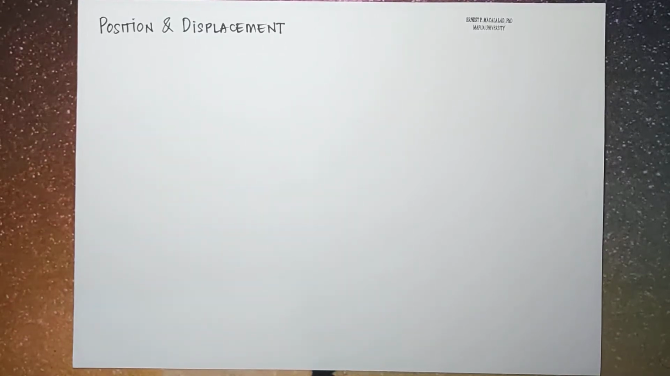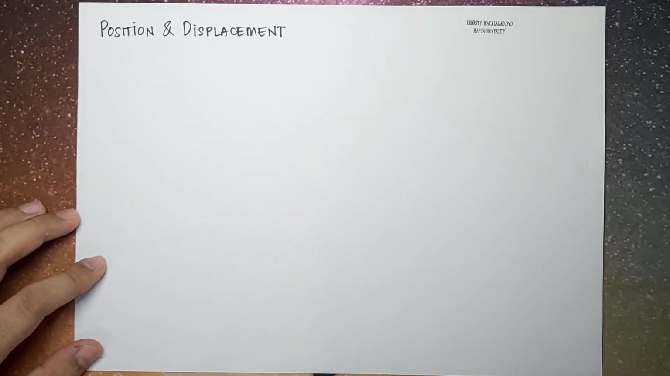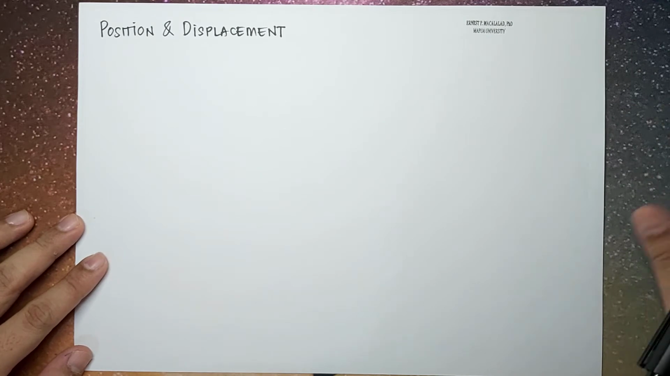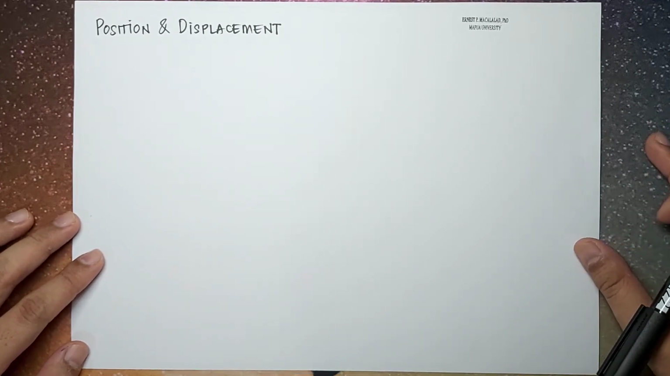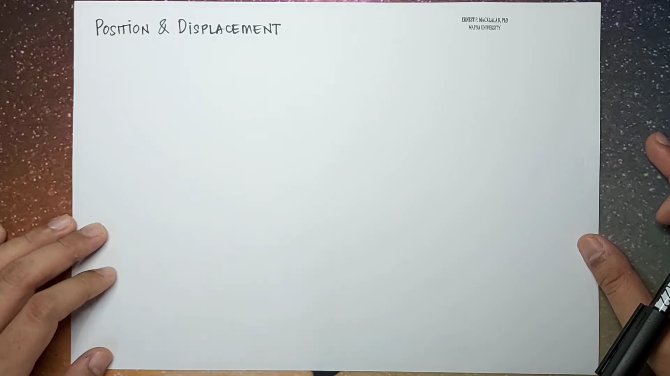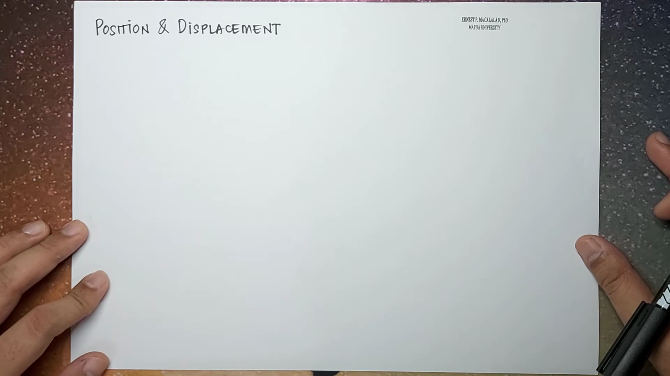What's up guys, it's me, Sir Ernest, and today we're going to talk about position and displacement in the Cartesian coordinate system. These are the first two fundamental physical quantities that we're going to discuss as we start our study of Newtonian mechanics, and mechanics in general, for single particles.